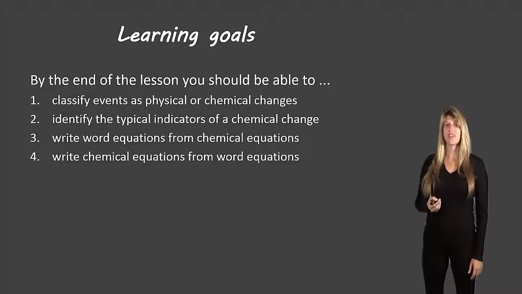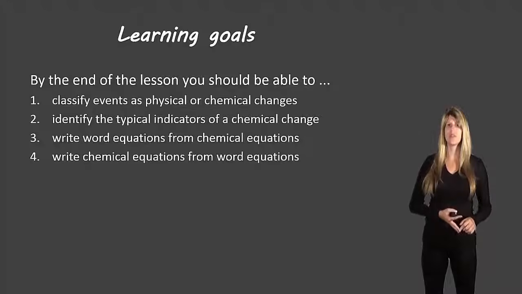So we have 4 learning goals for today. The first is to classify events as either physical or chemical changes. The second is to identify the typical indicators of a chemical change. The third is to write word equations from chemical equations. And the fourth is to write chemical equations from word equations.